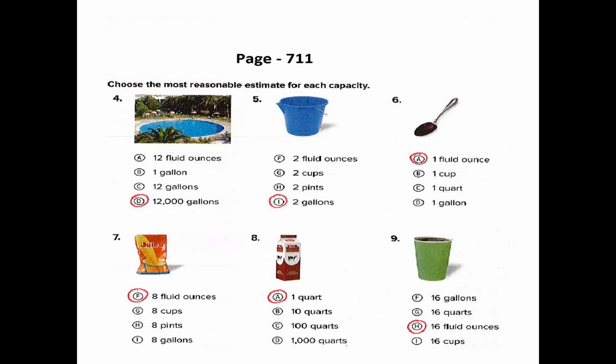In number 8, we can see that it is a container. A is 1 quart, B is 10 quarts, C is 100 quarts, D is 1000 quarts. So B, C, D cannot be possible. So the correct answer for 8 is A. Number 9, we have also 4 choices, F, G, H, I. So H is the correct answer. 16 fluid ounces can fill this container.